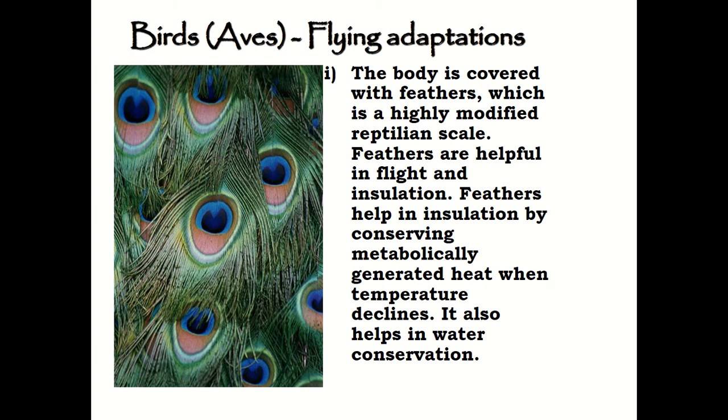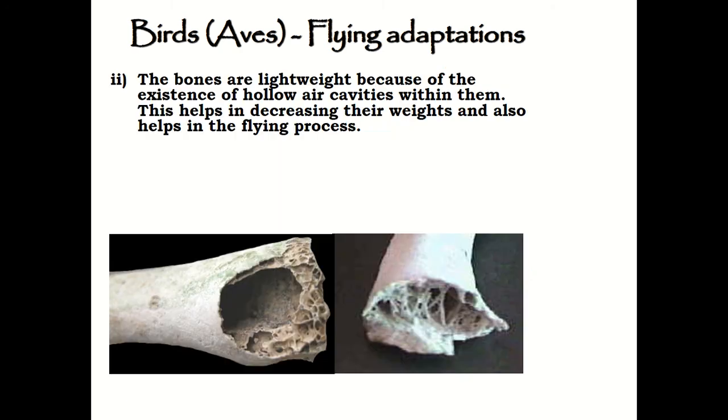The first one is that their body is covered with feathers, which are modified from the reptilian scale. This feather is very helpful for them to fly and also for body insulation, in which the feather helps in insulation by conserving metabolically generated heat when temperature declines, and it also helps with water conservation.